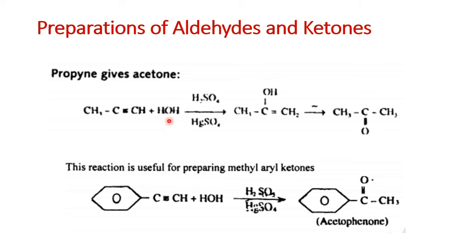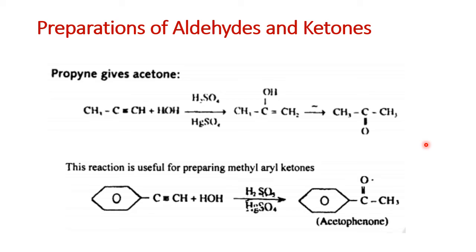The negative part of this reagent will go to the carbon which has fewer hydrogens. So this OH will go to this carbon, and H will go to this carbon, and the triple bond will change to a double bond. And in the same way, in the rearrangement, this proton moves from oxygen to this carbon, and this double bond shifts over here. So the product will be CH3, C double bond O, and CH3. So this is acetone.